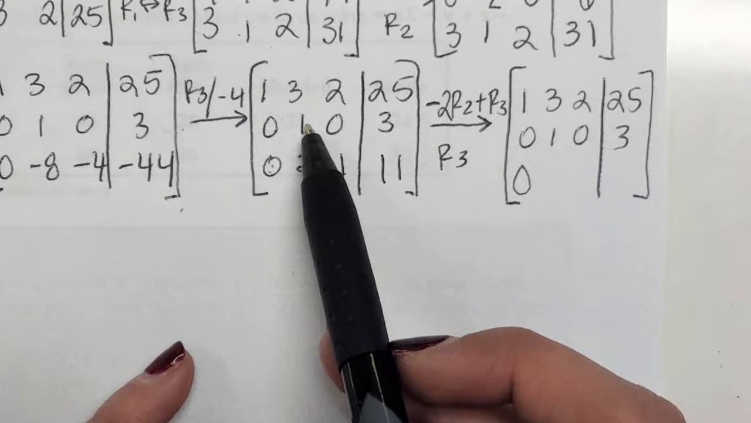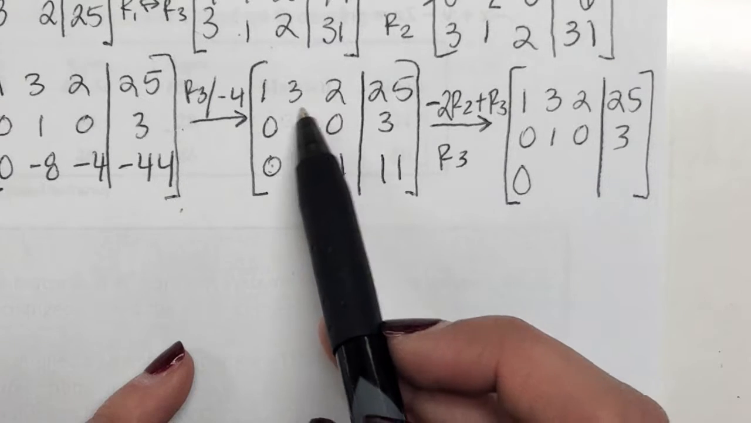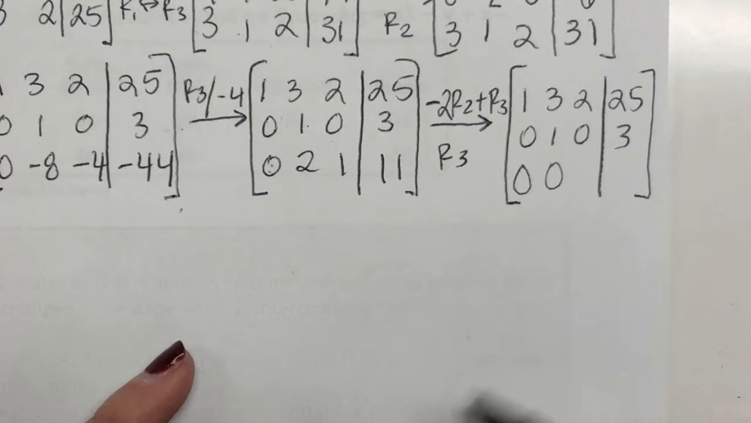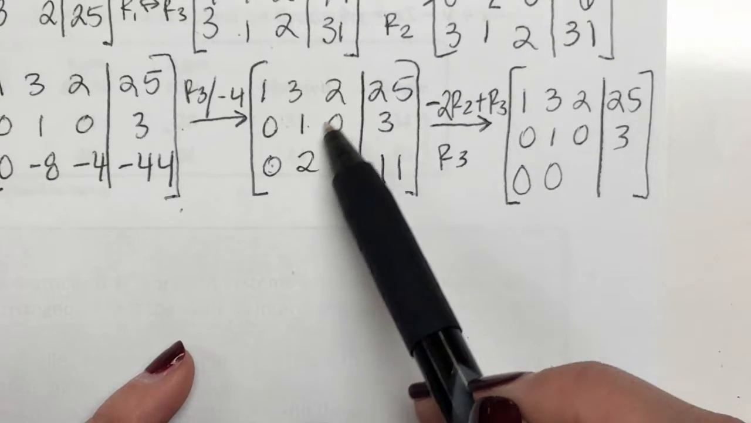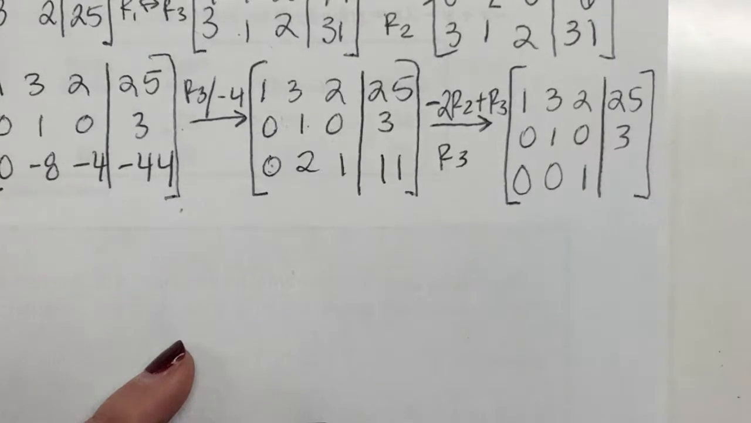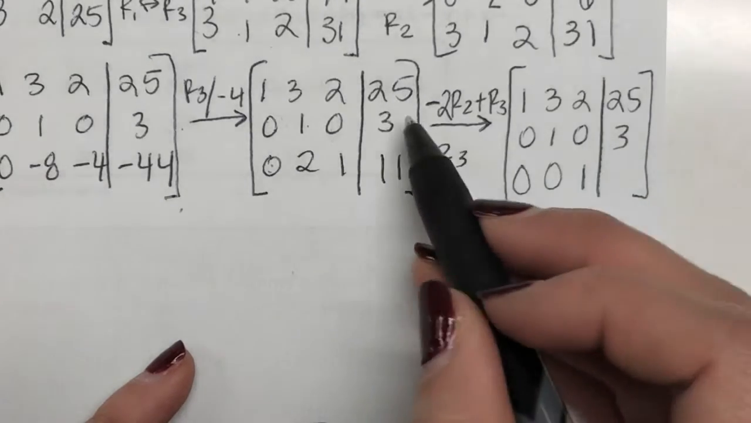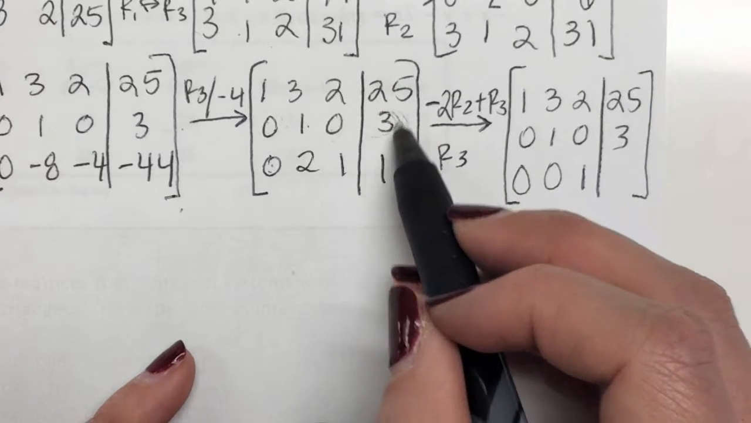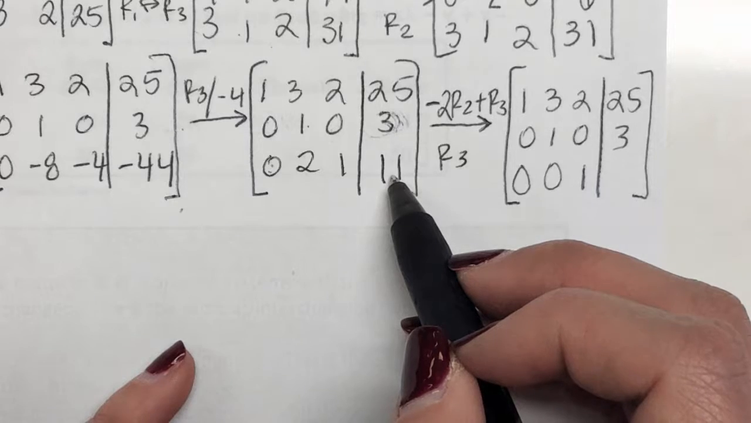Stay with me. So negative 2 times this number plus this, still 0. Negative 2 times this number, negative 2 plus 2. Negative 2 times this number, plus 1. Good. Negative 2 times this number, negative 6, right? Negative 6 plus 11. Good.